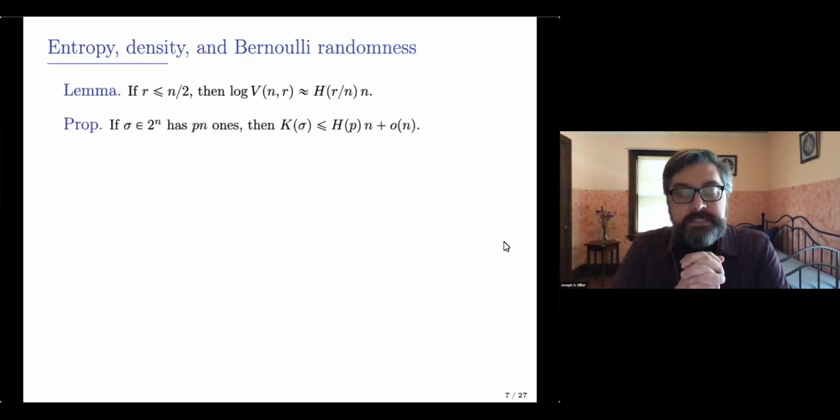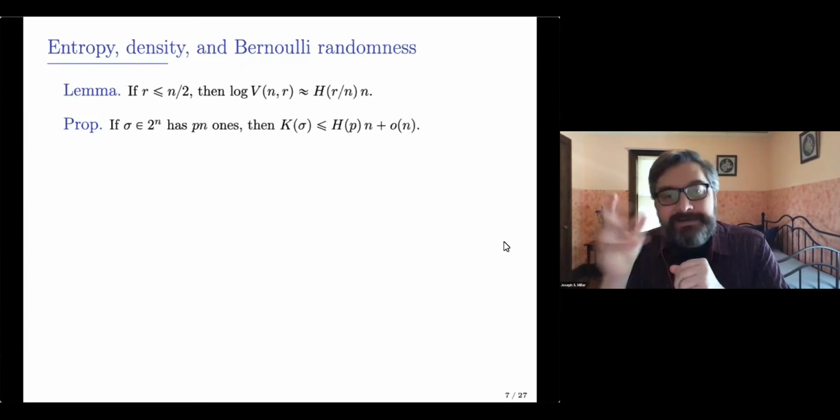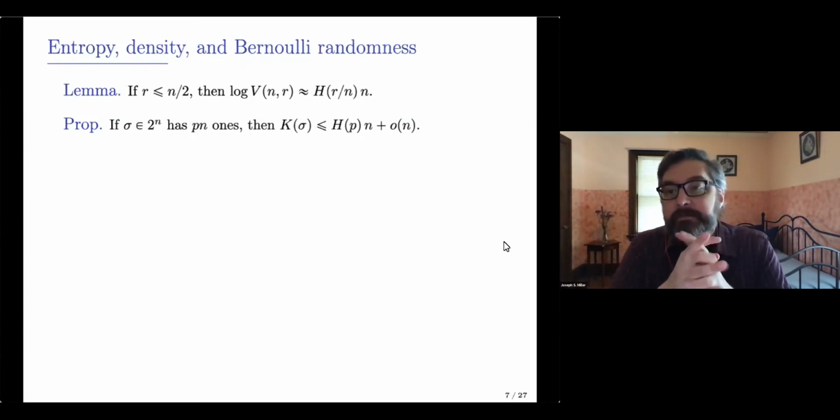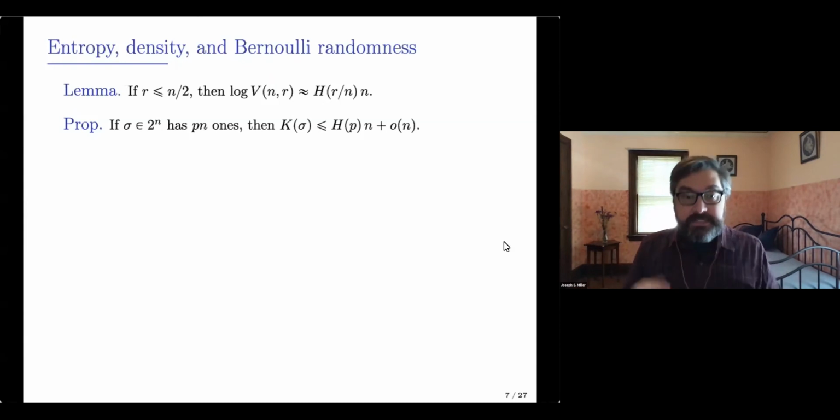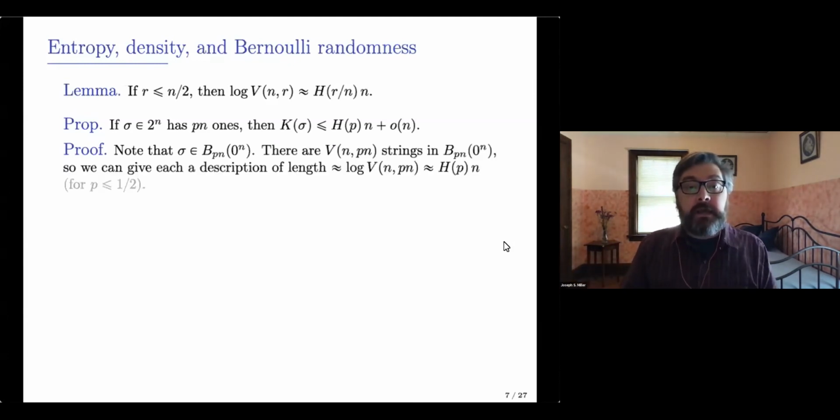Well, it's easy to see why it's interesting to us in the following proposition. If sigma in 2 to the n has pn 1s, then its complexity is at most h of p times n plus some little o of n term. So essentially sigma can be compressed to a size of at most h of p times n. Why is that? Well, first of all, if it has pn 1s, then it's in the ball of radius pn around the all zero sequence. And there are V_n,pn strings in that ball.